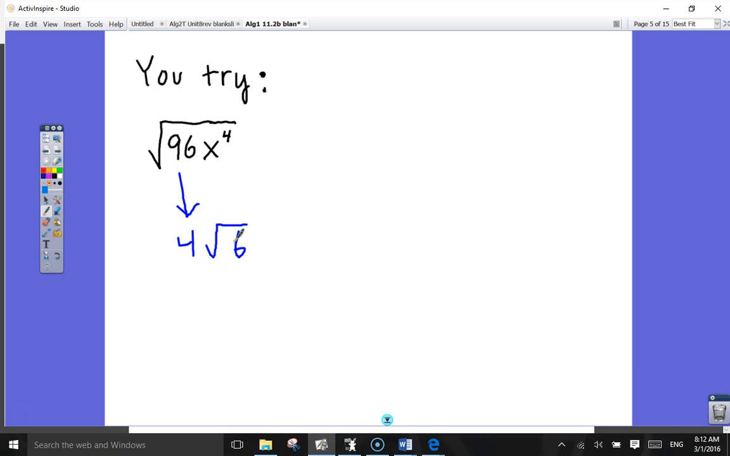And then what's the square root of x to the 4th? X squared, right? So where do you put the x squared? It goes right in front of the radical, right there. It looks better if we space it out: 4x squared times the square root of 6.